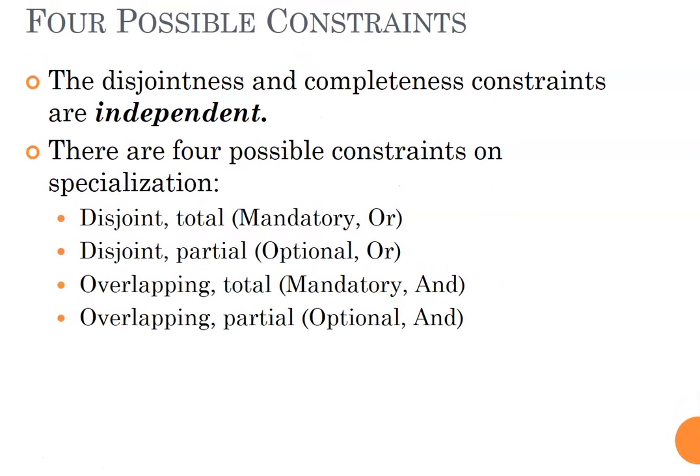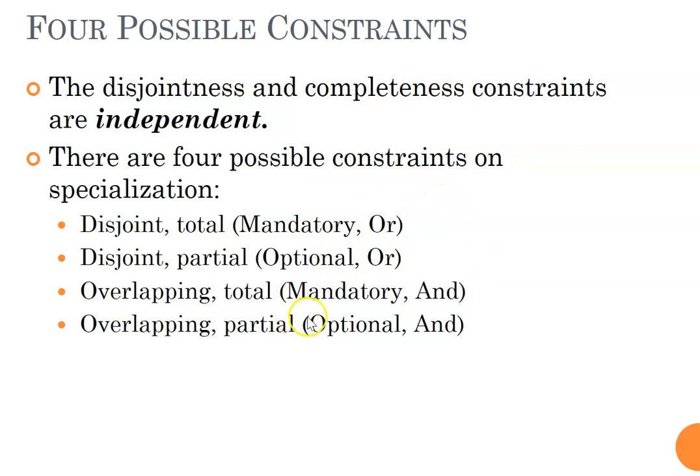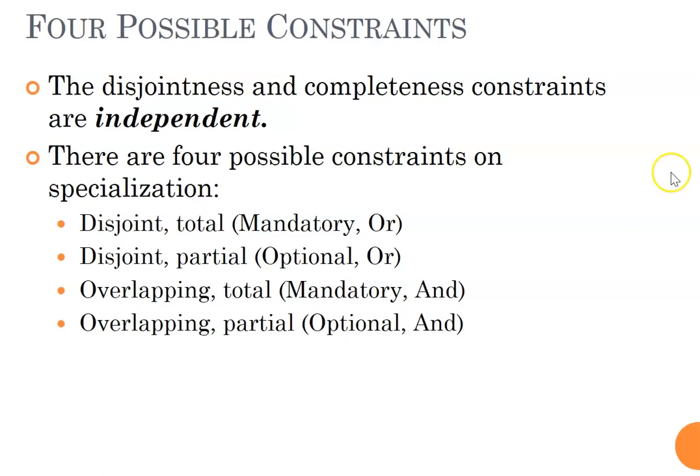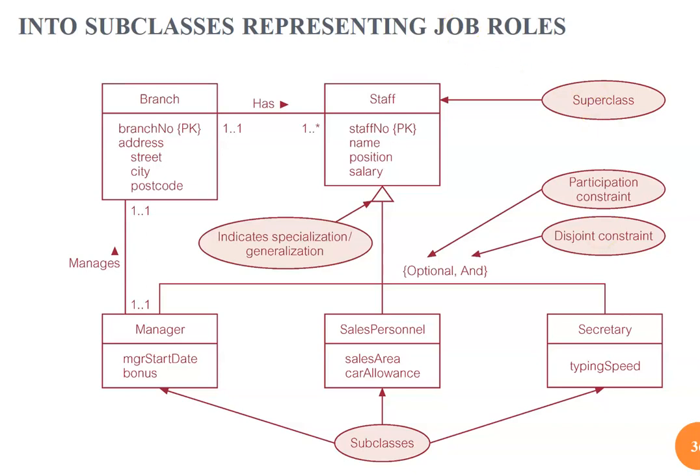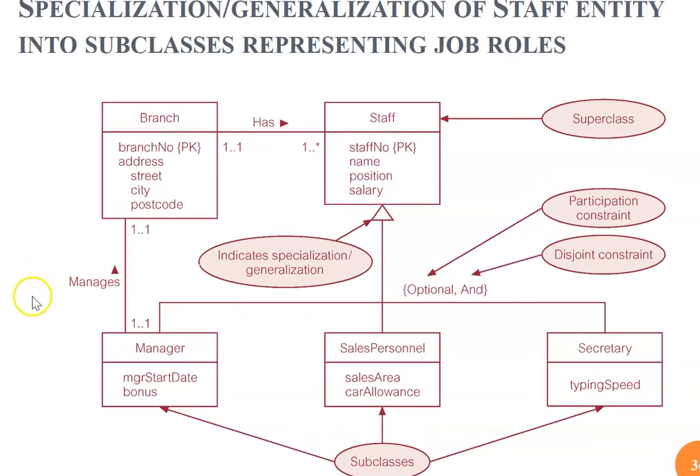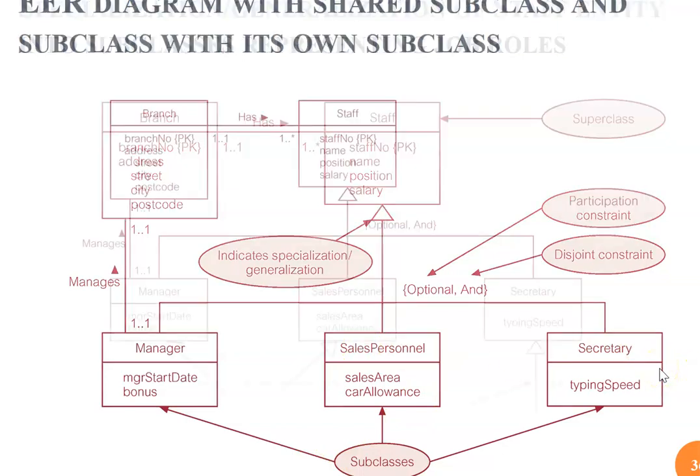So these are the four possible constraints in specialization: mandatory or optional, combined with "or" and "and". These are just illustrations again of specialization and generalization. This is an optional and, implying that it's optional for the member of staff to participate in any of these subclasses, but the "and" means that should they participate, then this member of staff can be a secretary and a manager, or a salesperson and a secretary. So that is what it means.